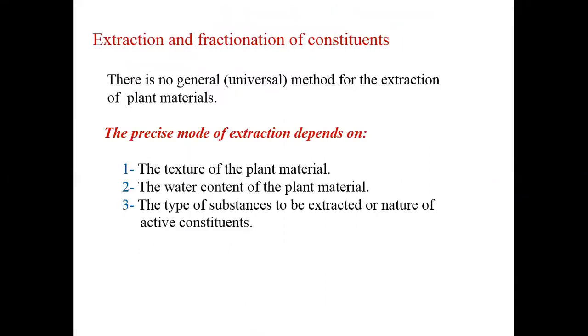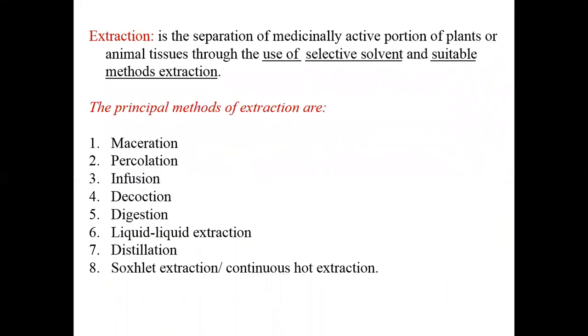Extraction and fractionation of constituents. There is no general universal method for the extraction of the plant material. The precise mode of extraction depends on the texture of plant material, the water content of plant material, the type of substances to be extracted, or the nature of the active constituents. Extraction is a process in which the medicinally active portion of plant or animal tissues is separated through the use of selective solvent and suitable method of extraction.